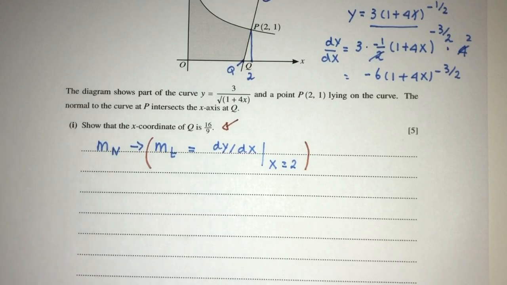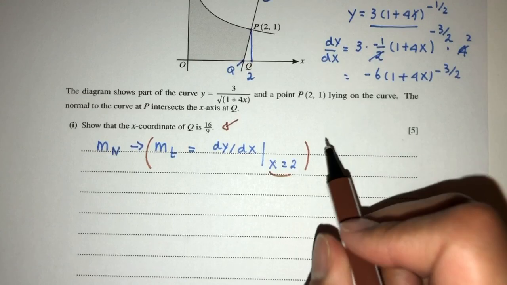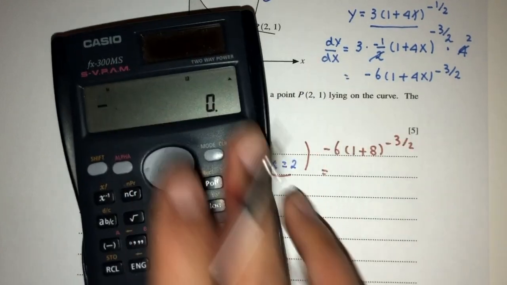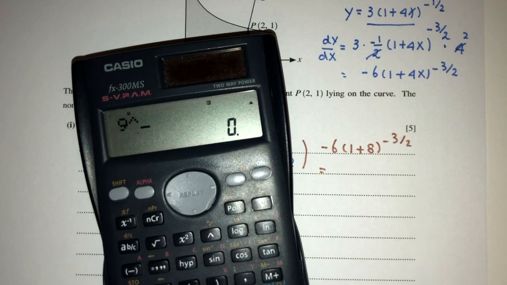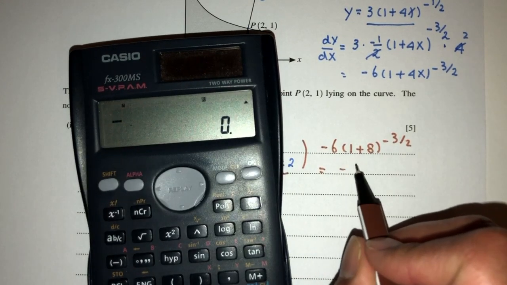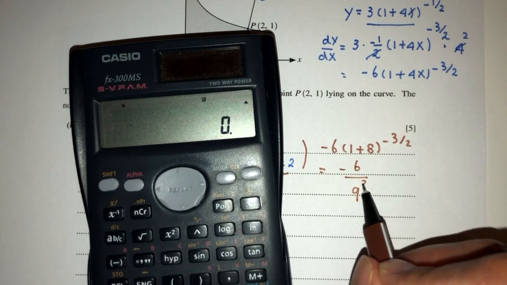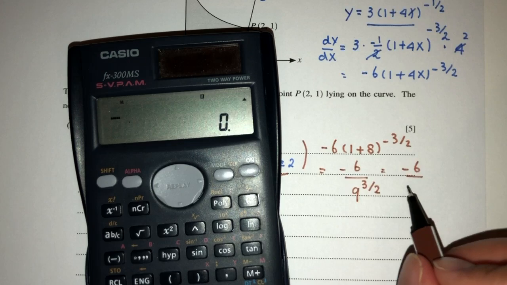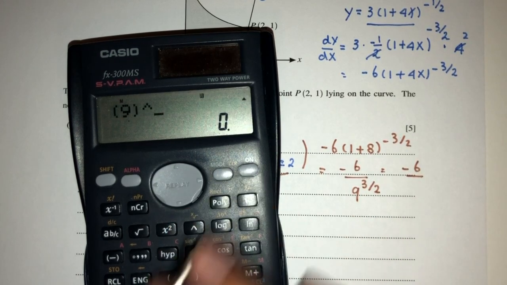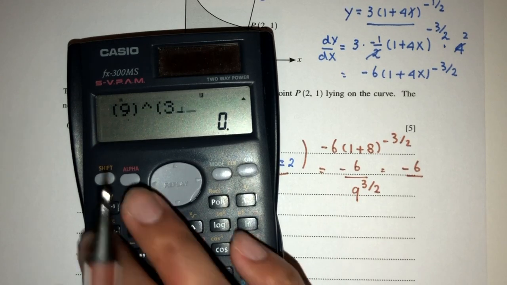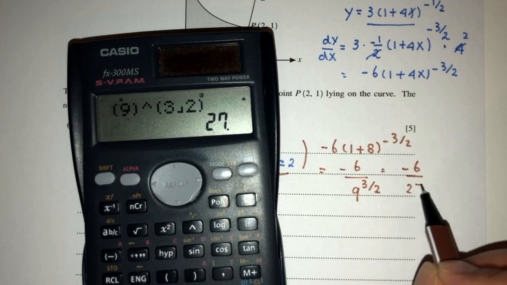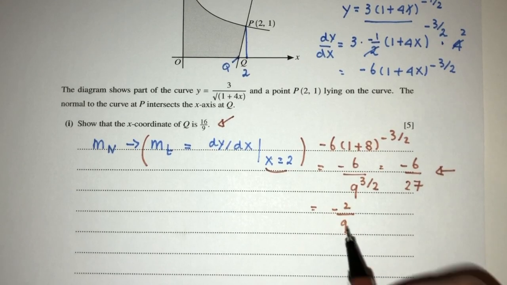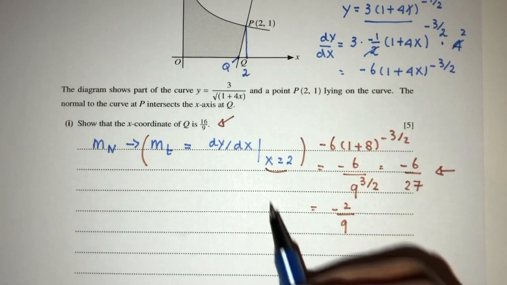Now let's see what happens. We need to find this value at x equal to 2, so we place it in here. You will have -6(1 + 8)^(-3/2). So let's find the value. That will be 9 to the power minus 1.5. Let's see again: minus 6 over 9^(3/2). So we get minus 6 over the value of 9^(3/2), which is the exact value of 27. We can use the exact value just to make our life easier. So divide by 3, you will have minus 2/9, right? Okay, so this is the gradient of the tangent.